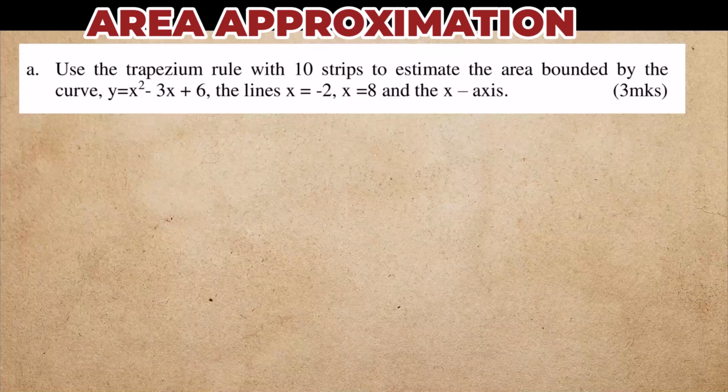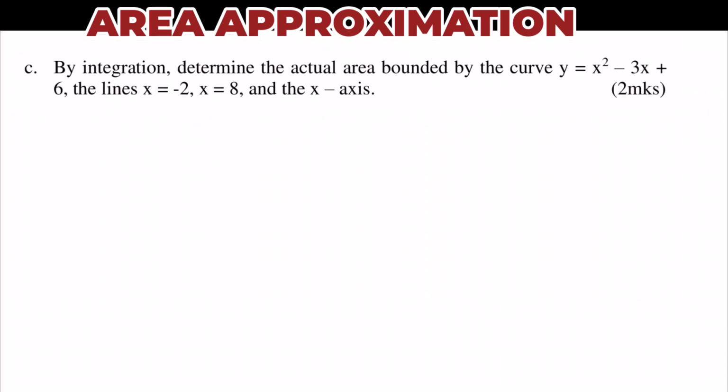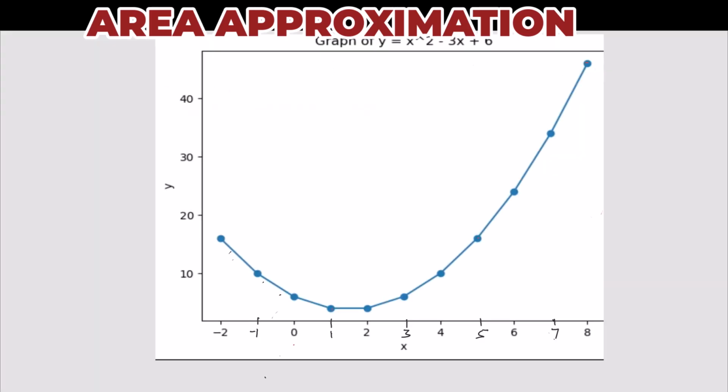So that function, if you draw that curve, this is what you're going to get from the interval x is equals to -2 to x is equals to 8. So to get the strips, you're going to get the heights, and these are the heights that you have calculated. You can join them. So these are the heights that you've just calculated.